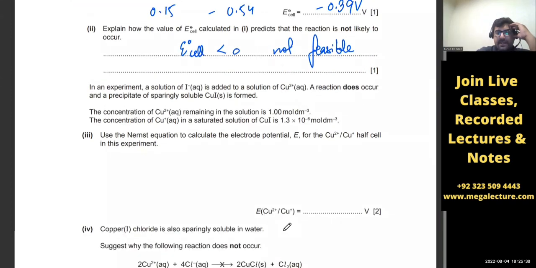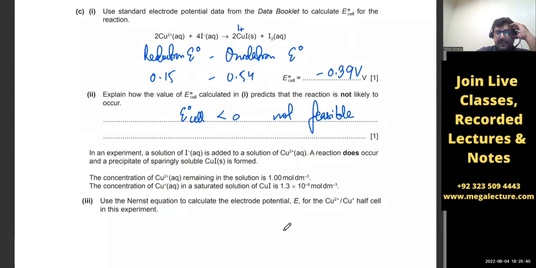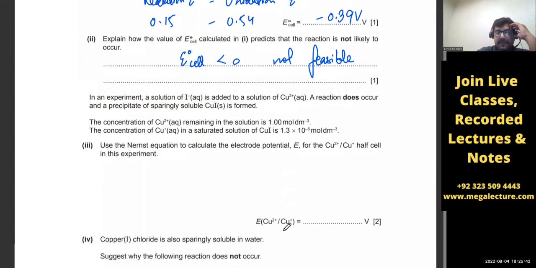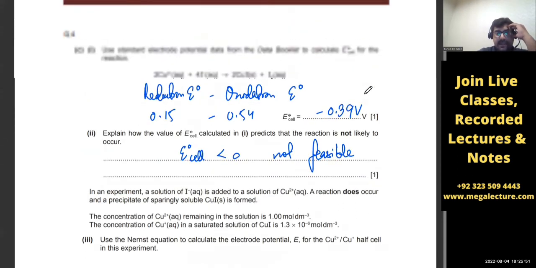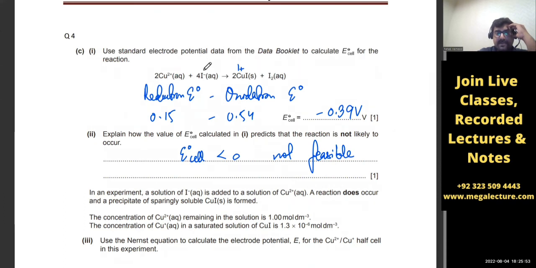Then this question came up about the Nernst equation. Now he's saying there's an experiment and a solution of I minus 1 is added to a solution of copper 2 plus. A reaction does occur. So it's the same reaction. A solution of copper 2 plus is added to I minus 1, and the reaction does occur and a precipitate of sparingly soluble copper iodide solid is formed, right? So he's saying that when he did it in the lab, the reaction is actually happening, although it's not feasible, right?